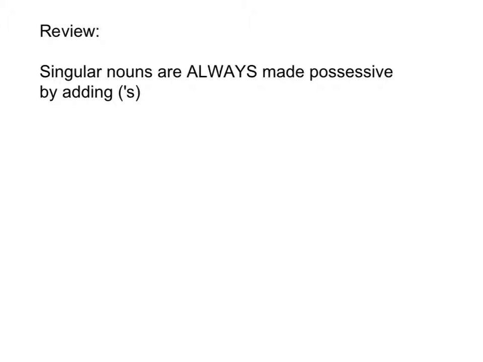Let's review what we've learned so far. Singular nouns are always, no matter what, even when they end in S, such as bus, made possessive by adding apostrophe S. That's probably the simplest rule of all. So anytime you see a singular noun, you need to make it possessive, just add apostrophe S, always, no matter what.